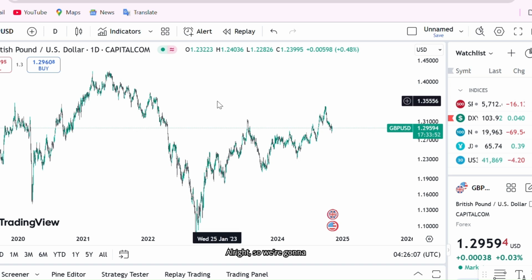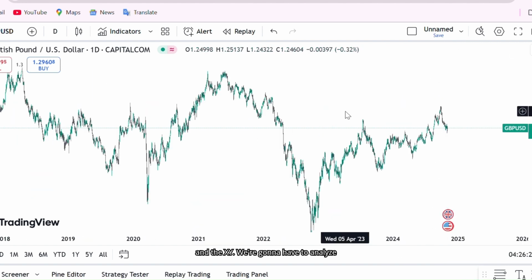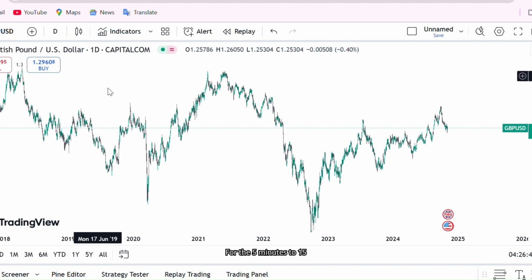Alright, so we're gonna go through a top-down analysis, right? So we're gonna have GBPUSD, EURUSD, and the DXY. We're gonna have to analyze two of those currencies and one index, right? So we're gonna be using a top-down analysis. We're gonna go from daily time frame to 4-hour time frame to 45 minutes to 15 minutes, right?